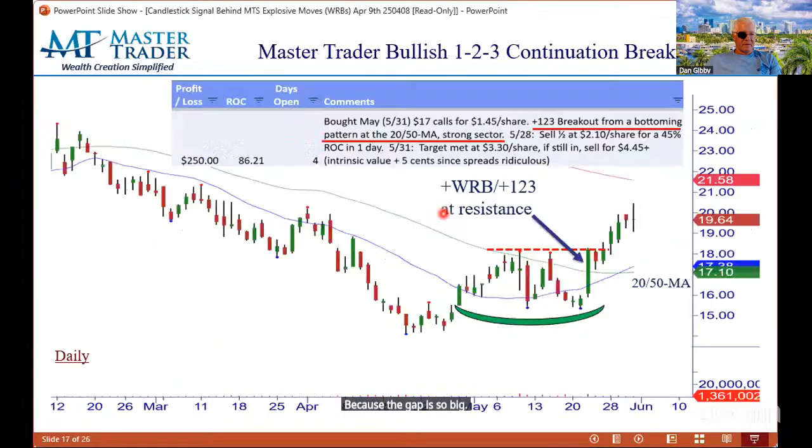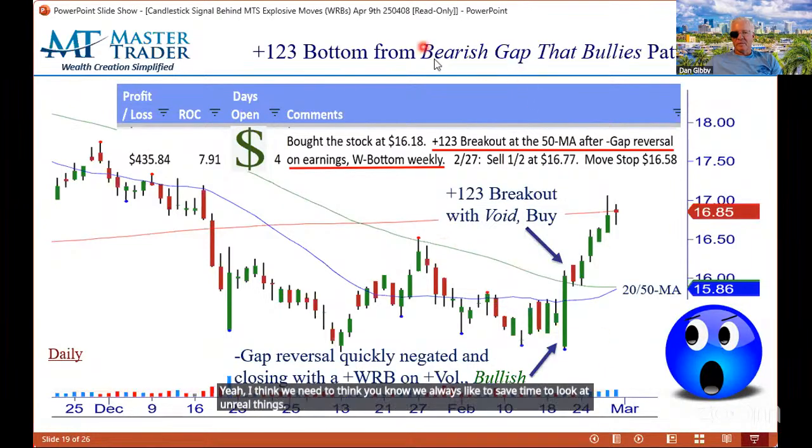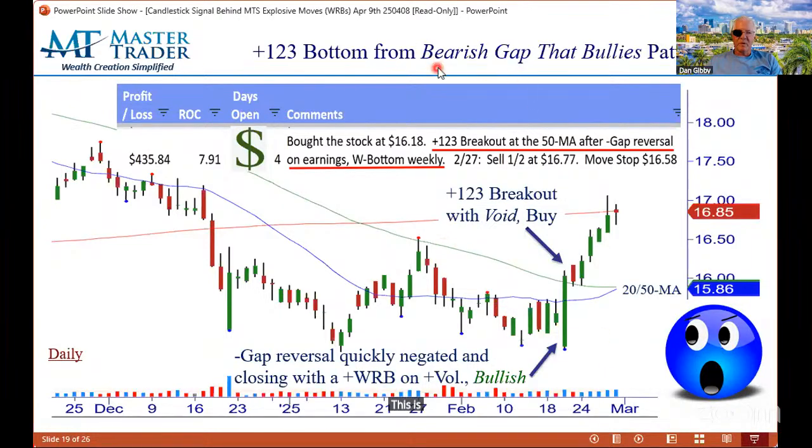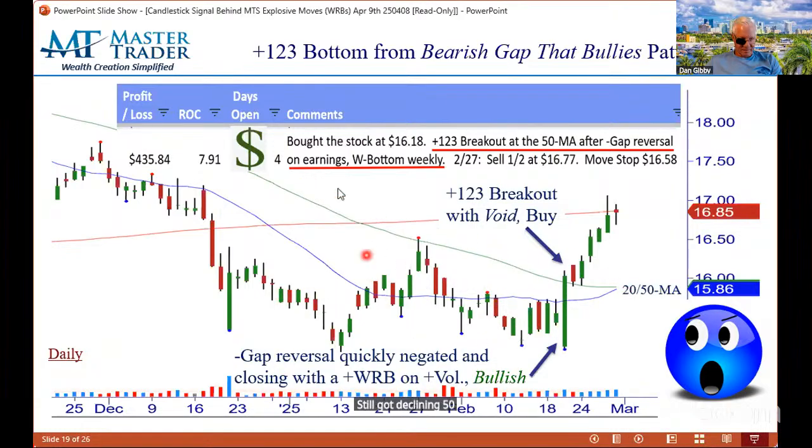Yeah, I think we always like to save time to look at real things. But this is just a twist on big bars. It's something we just named a bearish gap that bullies pattern. So what we mean by that, and most of the time they occur on earnings, but on any news event. So it was a potential bottoming pattern. Still got declining 50, the 20 MA flattened out, went up, down. So I'm in a trading range.